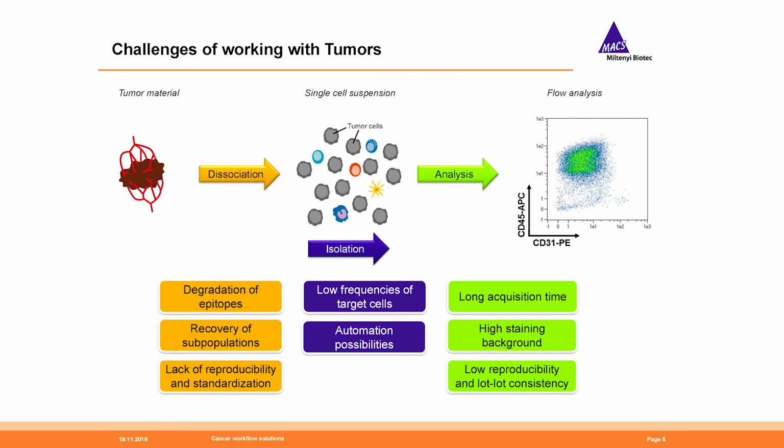Also, you might have problems with background staining. This comes, of course, through some Fc region binding or other non-specific binding, and low reproducibility. So all of these issues I will address during this talk, and where we offer solutions to address these problems.